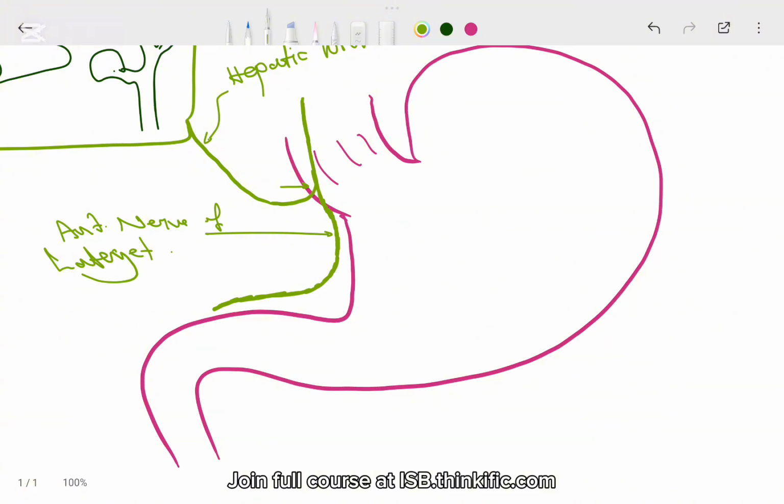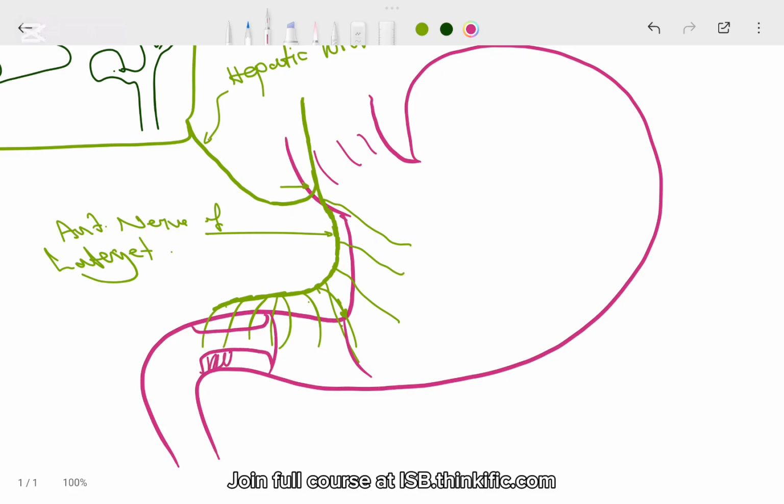From that anterior nerve of Latarjet, several gastric branches will move out and supply the stomach. Near the point of the incisura angularis, or the angular incisure of the lesser curvature, it will break into multiple filaments. The anterior nerve of Latarjet breaks into multiple filaments which will enter the pyloric antrum and the pylorus. Right? That's the pyloric antrum, and this is the pyloric sphincter.